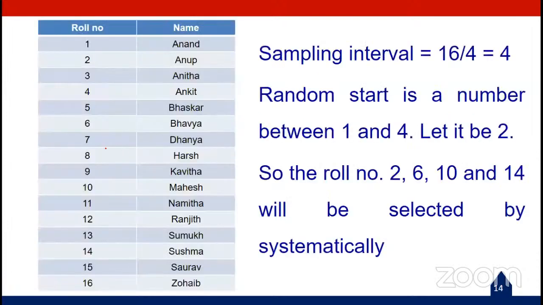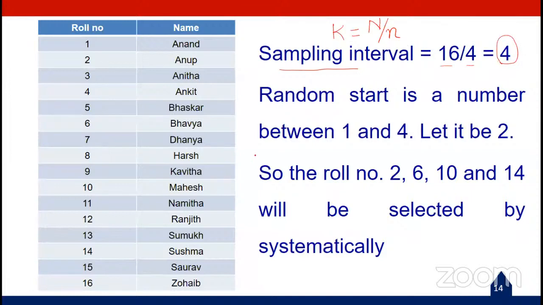So this is the roll number. We have serially numbered all the 16, and these are their names. What we do is we calculate a number K, which is population size divided by sample size. K is referred to as the sampling interval. In this case, population size is 16 and sample size is 4. So our sampling interval is 4.